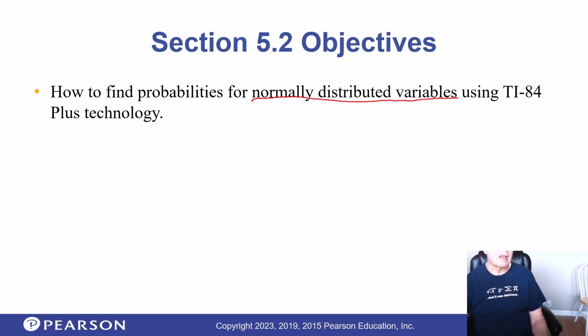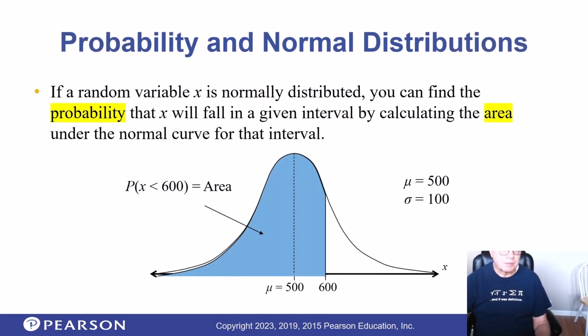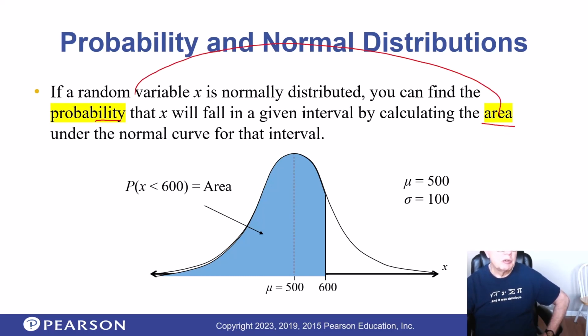And we're going to use the TI-84 pretty much exclusively, unless you've got a TI-Inspire. If you've got the TI-Inspire, you know that I like that. But anyway, you don't need one. So here's what one looks like. And you can find the probability by calculating the area. So what you've learned about area converts to finding probabilities, assuming that it's a normal curve for that interval.